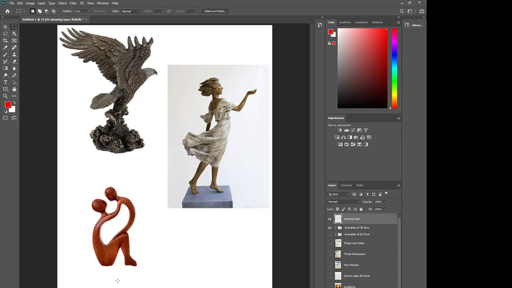Or it can be freeform or organic based off of something in real life. So in this sculpture piece, it's less realistic. It's not something you see every day, but you can tell just by the sculpture that it looks like two people. All right?